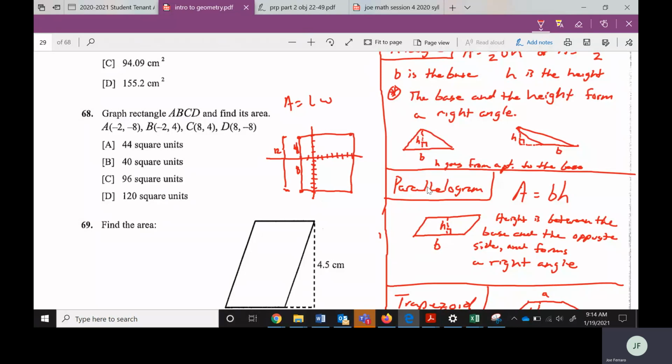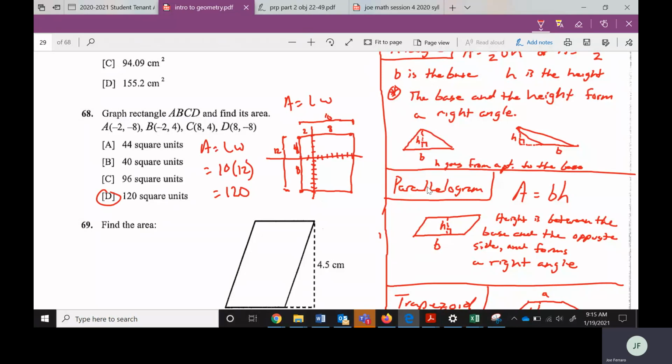Then here, again, was -2, so this was 2 over, 2 to the left. Distance-wise, you don't have to write negative, it's just 2. And they went 8, 4 here, so this was 8. So this whole distance from here to here is 10. So area equals length times width. Length is 10. Width is 12. We get 120.